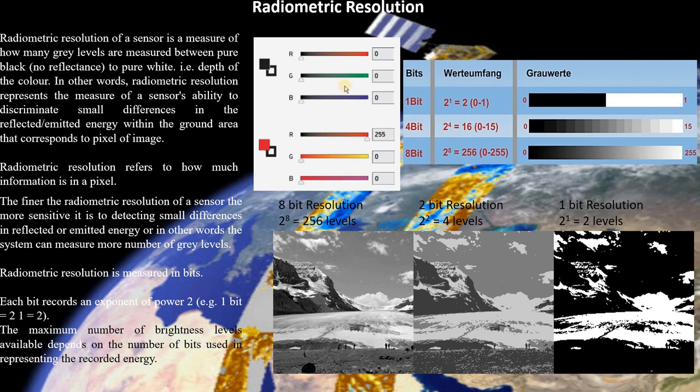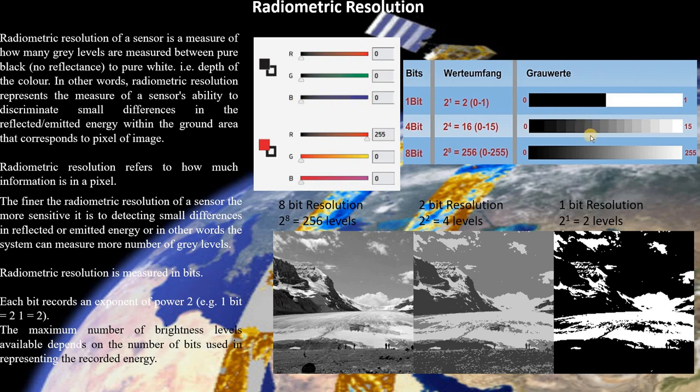Similarly, if it is a colored image, as we already know, the colored image is made up of three primary colors: RGB, red, green, blue. So in the case of a colored image, instead of only the number of gray levels between pure black and white, it is the number of shades in all three colors: number of shades in red, number of shades in green, number of shades in blue, to represent the color image.